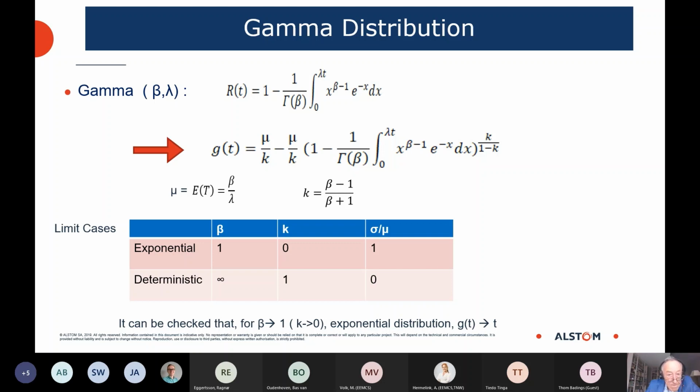So we can check from here that when beta goes to 1, we get the exponential distribution. G of t equal, so this, I don't know, there was maybe a character font problem, because this is simply g of t equals t.